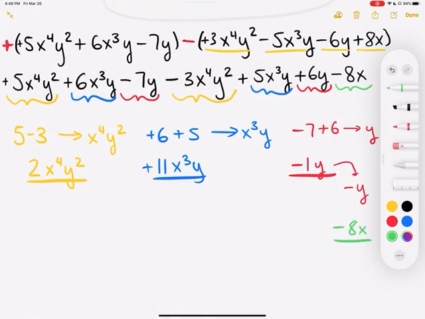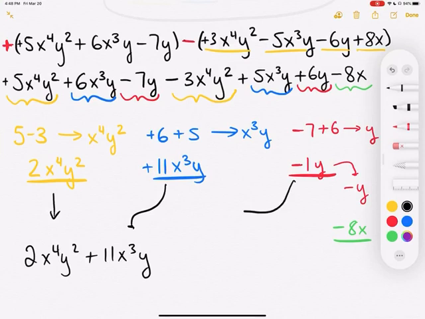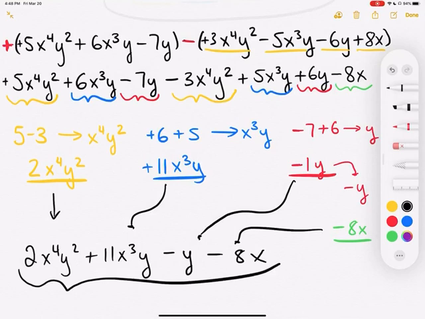So let's combine everything together, everything that we just calculated. So that is 2x fourth y squared plus 11x cubed y minus y minus 8x. So this should be the result of combining like terms through subtraction.